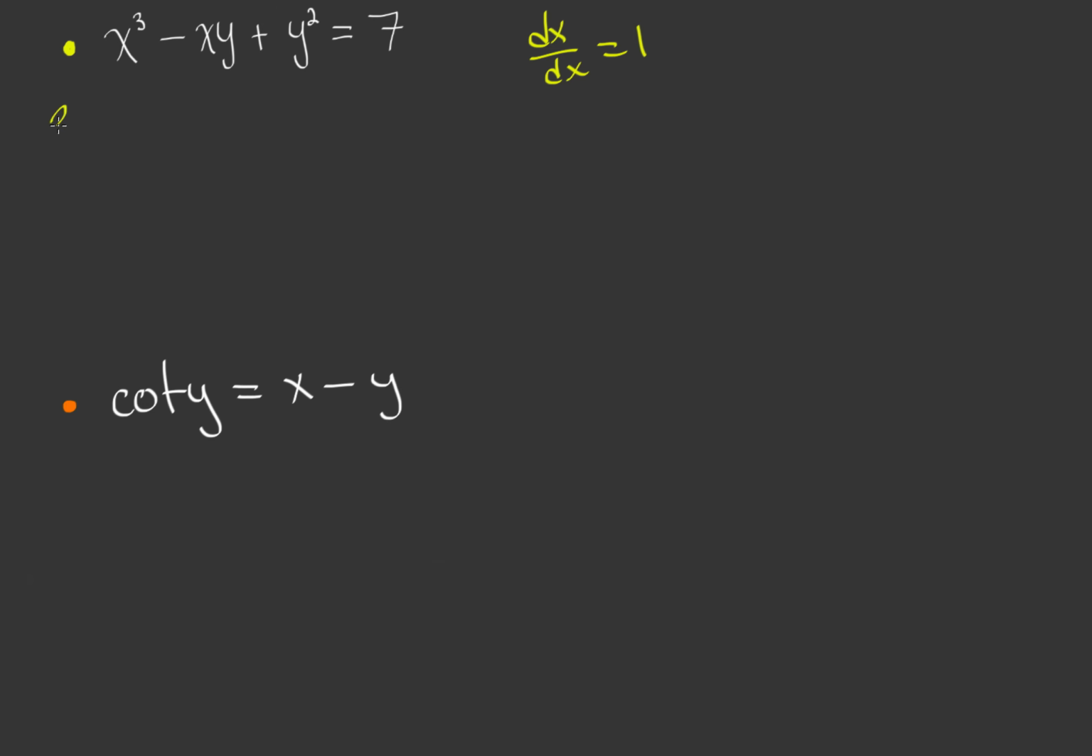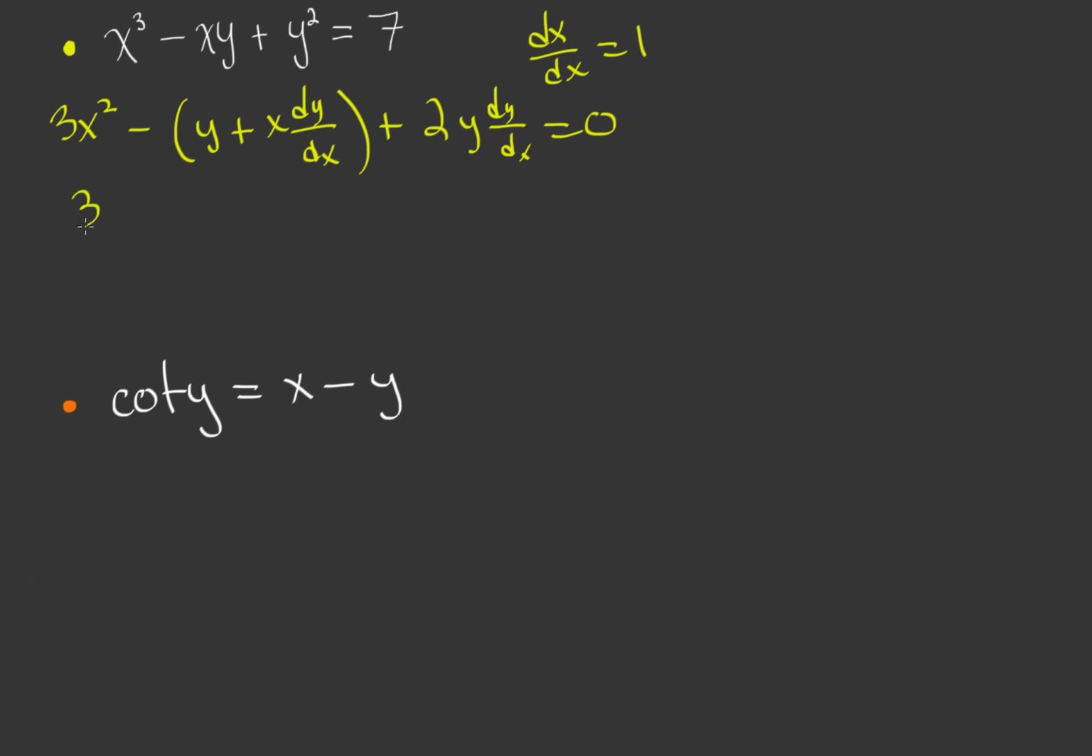So for this one, we got 3x squared. For this one, we got a product rule, so we get derivative of the first times the second, and then derivative of the second times the first. So we get y plus x dy over dx, and then plus 2y, or not squared, just 2y times dy dx. That's all equal to 0.